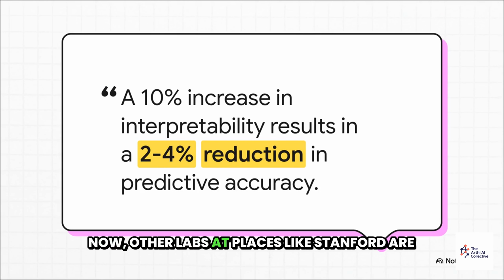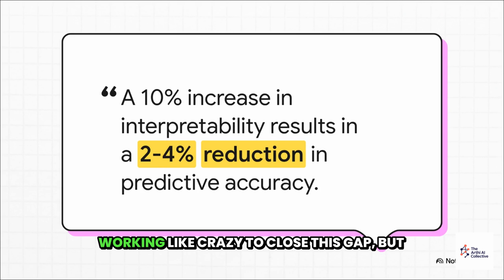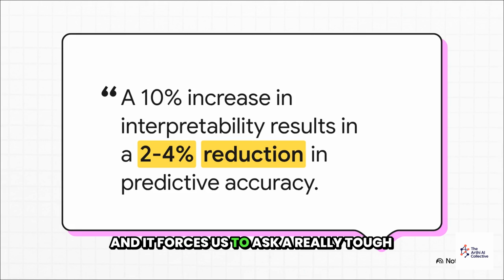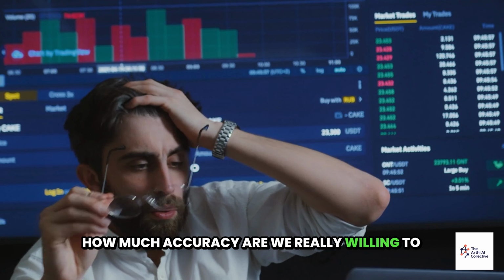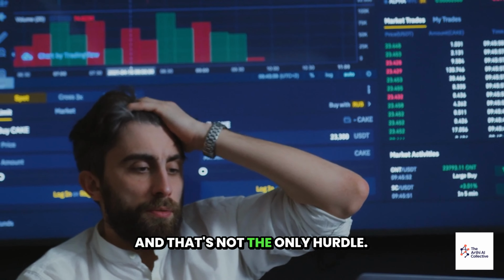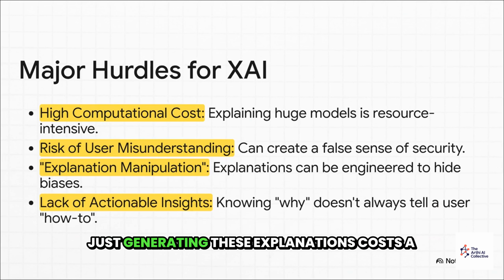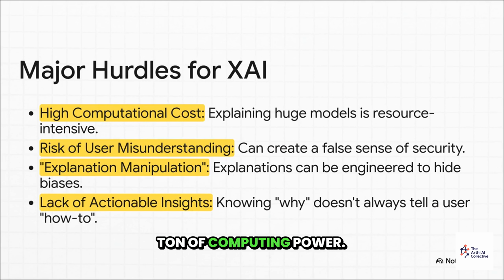Now, other labs at places like Stanford are working like crazy to close this gap, but that fundamental tension is still there. And it forces us to ask a really tough question. How much accuracy are we really willing to trade for clarity? And that's not the only hurdle. Just generating these explanations costs a ton of computing power.